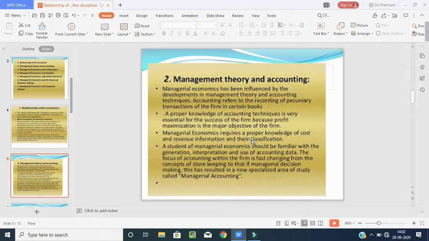In the paragraph it has been mentioned clearly that a proper knowledge of accounting techniques is very essential for the success of firms, because profit maximization is a major objective of the firm. Every organization's main motto is to maximize the profit and minimize the losses. To maximize the profit, what they should do is keep the record, or check the record of the budget every year or per annum.